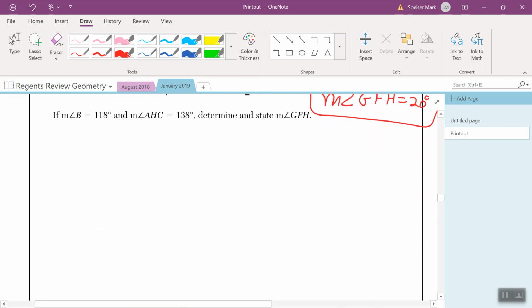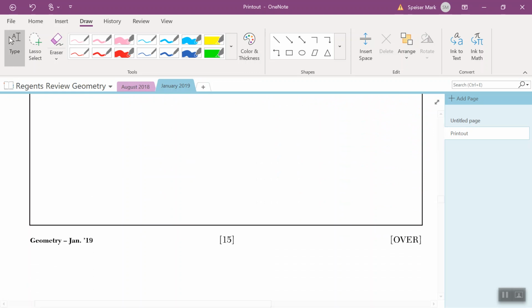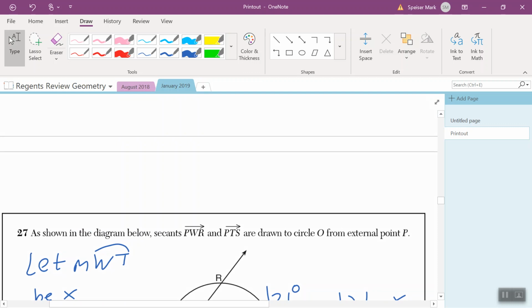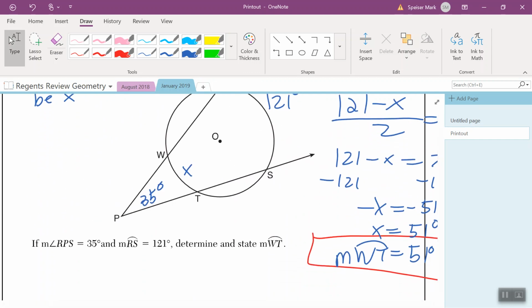On to question number 27. Shown in the diagram below, secants PWR and PTS are drawn to circle O from external point P. If the measure of angle RPS is 35 degrees and the measure of arc RS is 121 degrees, determine and state the measure of arc WT.